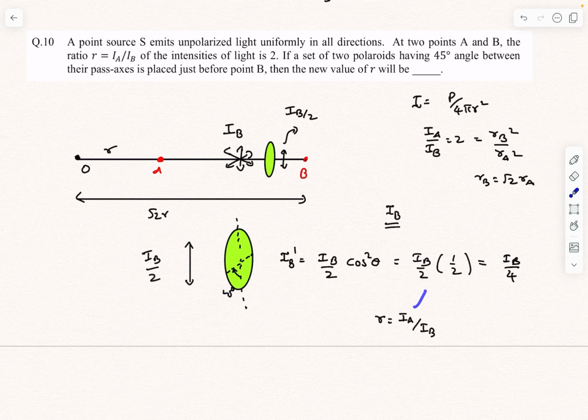Now we have to talk about what happens to the intensity ratio IA divided by IB. Obviously, guys, IA is not changing, and IB is reduced by a factor of 4. So R will become 4 times the original value 2. So the new value of R will be simply 8. Okay, that is the answer to this question.